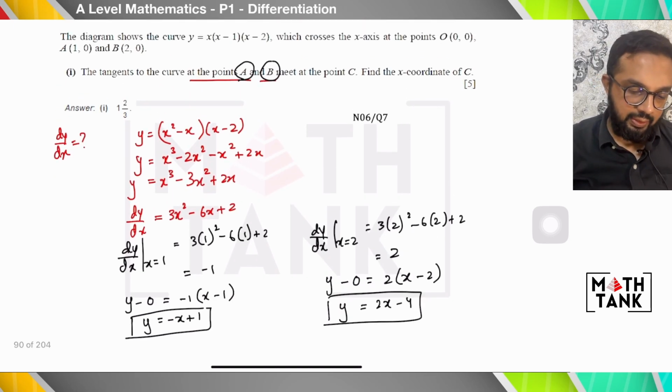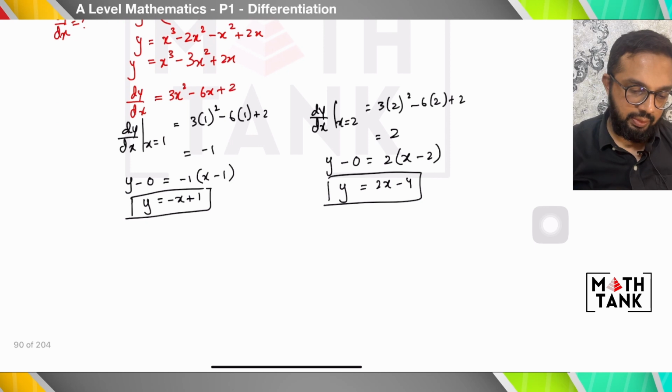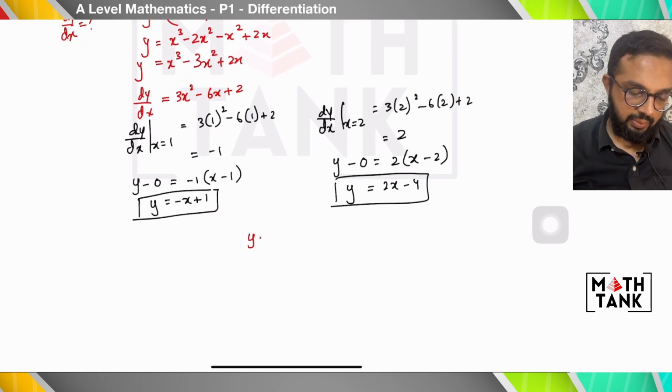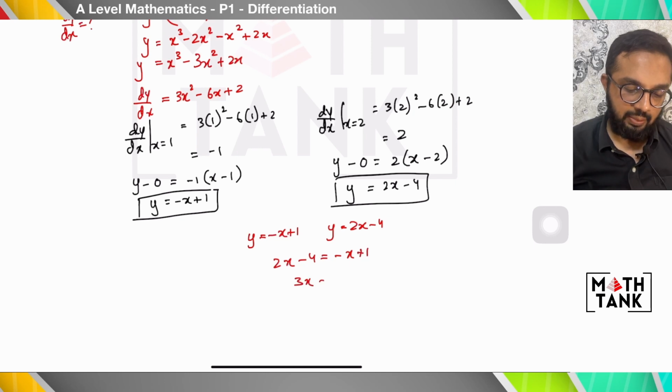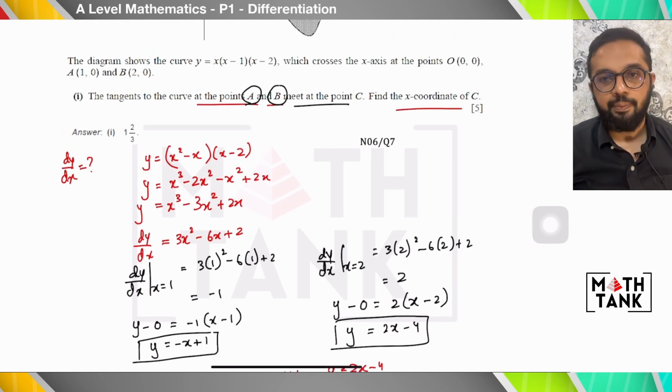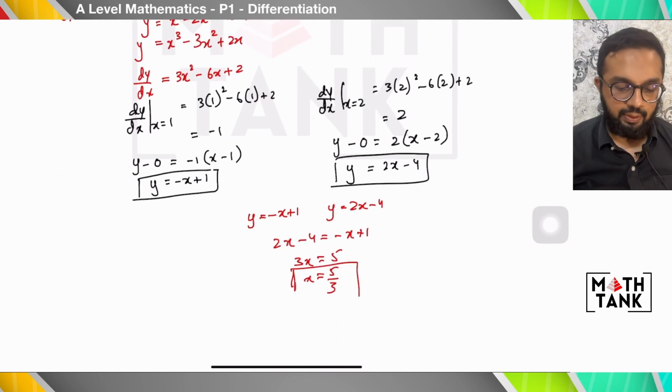Then I have to say that these meet at the point C. This means that they intersect at the point C. So I'm going to try to solve that and say that y equals minus x plus 1 and y equals 2x minus 4. I can do a simple substitution and say that 2x minus 4 equals minus x plus 1. So 3x equals 5 and x equals 5 over 3. I wanted the x coordinate of C, and that is what I have. 5 over 3 is a perfectly fine answer.